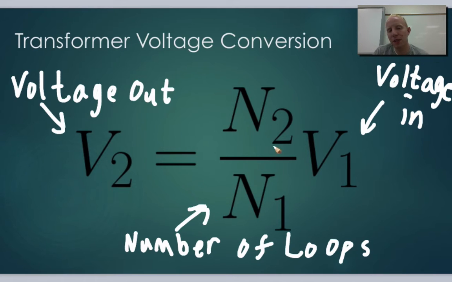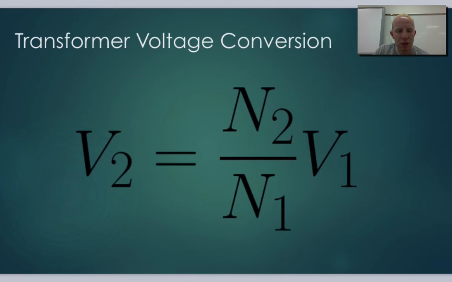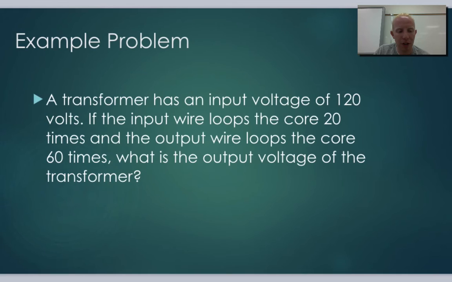Sometimes it can be smaller too. On the other side of the canyon, for example, you have to step the voltage back down, so you would just switch it so the transformer has more loops on the input than the output, and you get the voltage to step down. So the voltage output equals the number of loops ratio times the voltage input. Let's just do one quick example problem, and then we'll call it good.